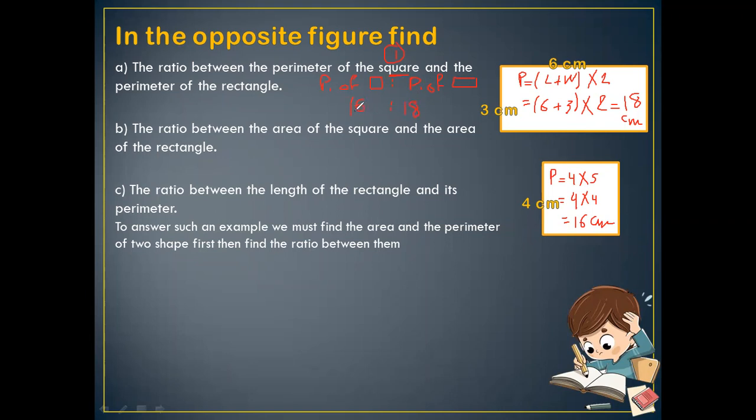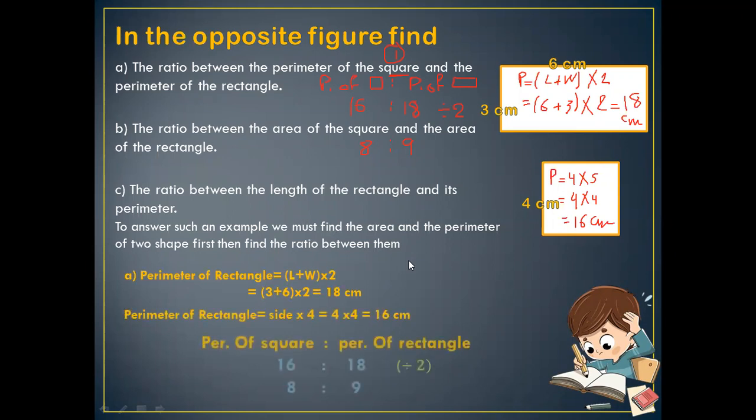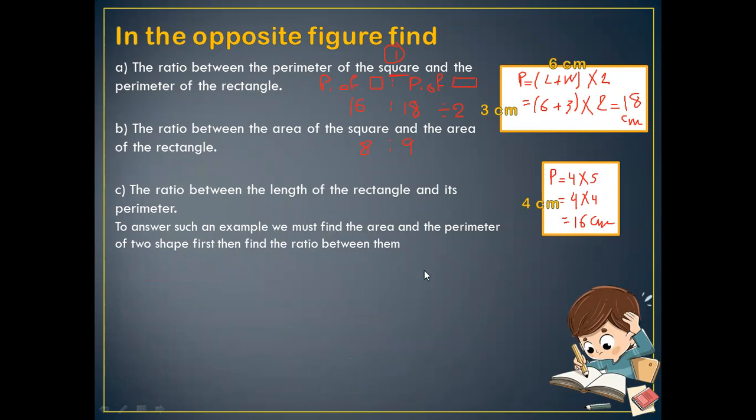Okay, I will leave it like that. No, I will simplify the number. So I will divide both of them by 2. 16 divided by 2 equals 8 and 18 divided by 2 equals 9. So now it's in the simplest form. So we know that the perimeter of the rectangle is 18 and the perimeter of the square is 16. So it will be 8 to 9. This is the first.